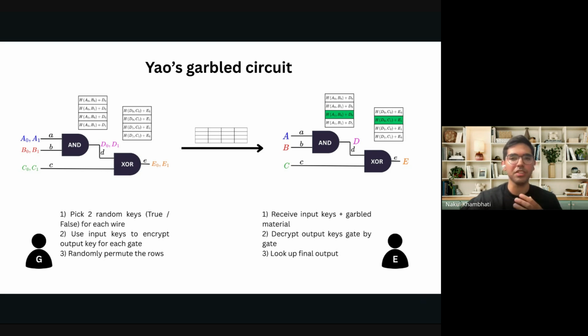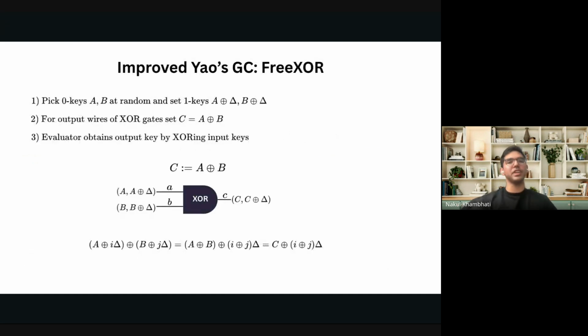Before proceeding to the next GC protocol, I'm going to talk about two optimizations to Yao's protocol, which are free XOR and point-and-permute. These are pretty relevant for BitGC, and that's why I'm going to take 5 minutes to look over these optimizations, and they're very clever tricks as well. We'll start with free XOR.